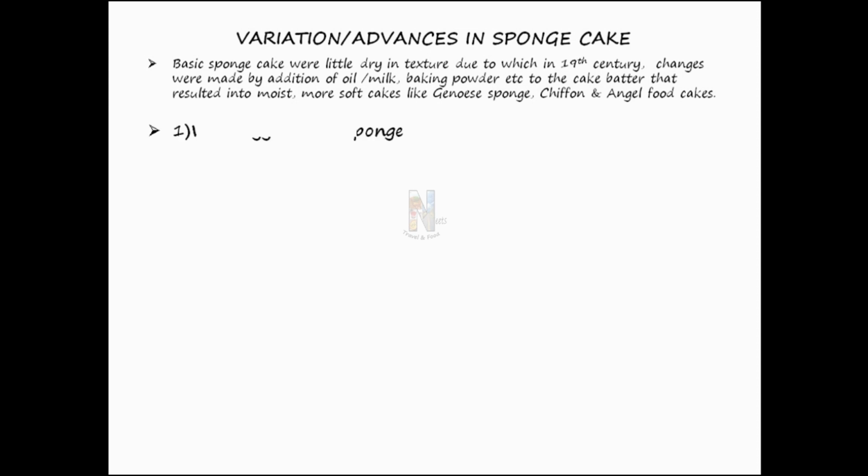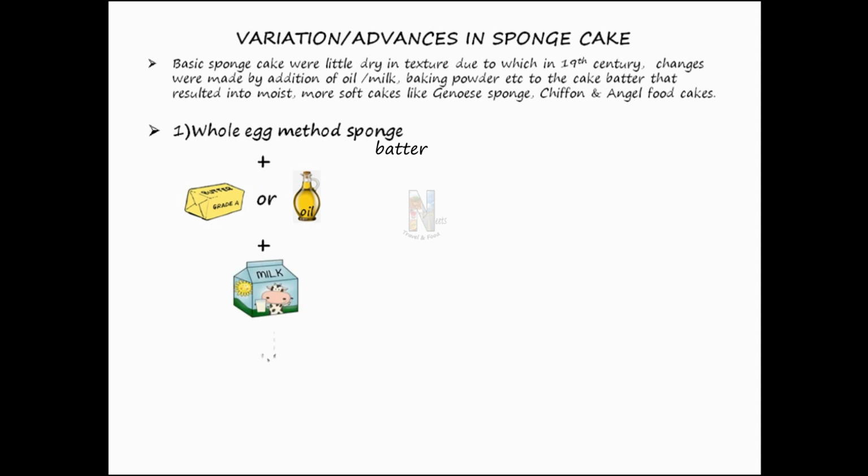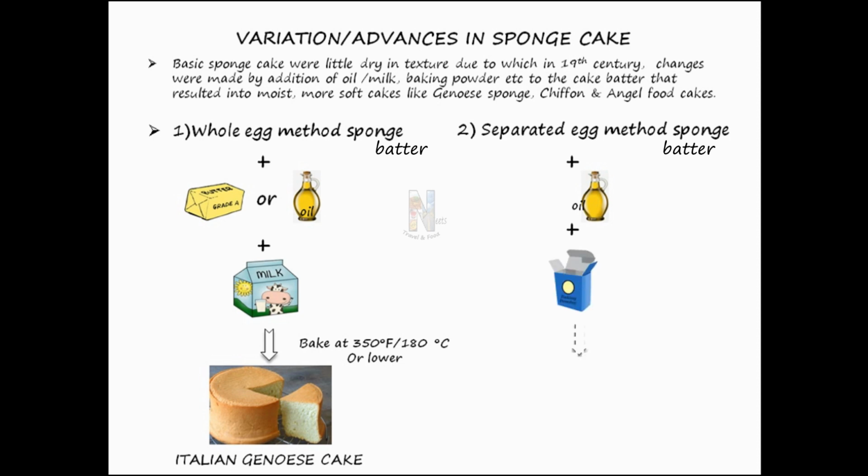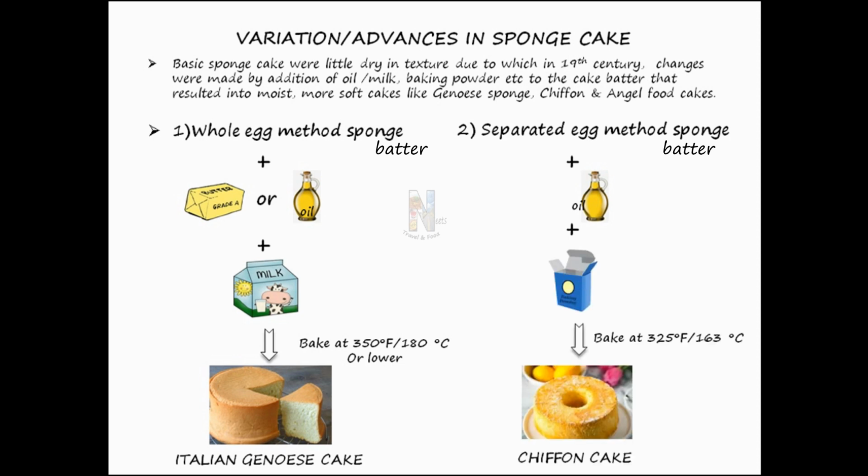The first variation in sponge cake is if you add melted butter or oil and milk to the whole egg method sponge and bake at 180 degrees Celsius or lower, you get a beautiful Italian Genoese cake. The second variation in sponge cake is if you add oil and baking powder to the separated egg method sponge and bake at 163 degrees Celsius, you get a beautiful chiffon cake.